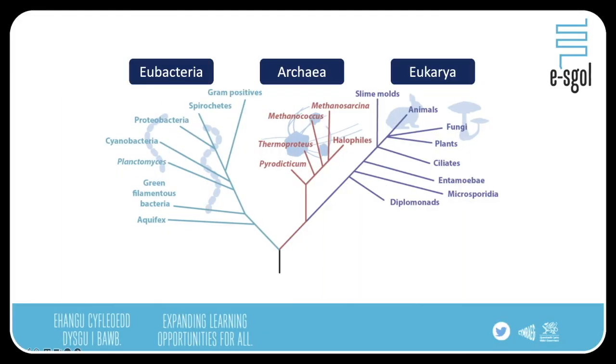The three domain classification system is a method of classification in which organisms are categorized into three groups. Eubacteria. Eubacteria are true bacteria. Archaea. Archaea are prokaryotes. And eukarya. Eukarya are all eukaryotic organisms.